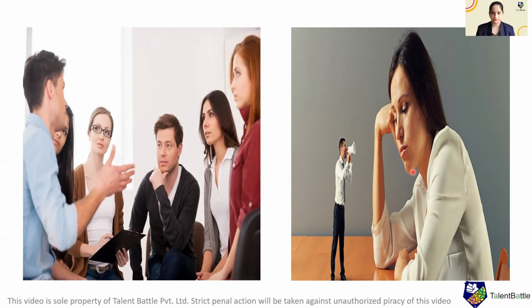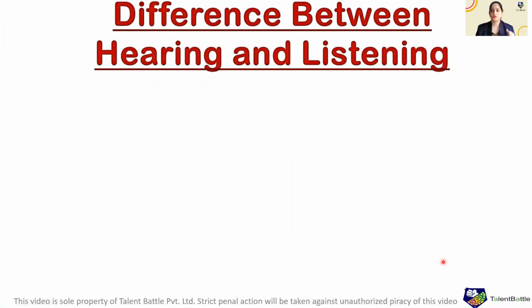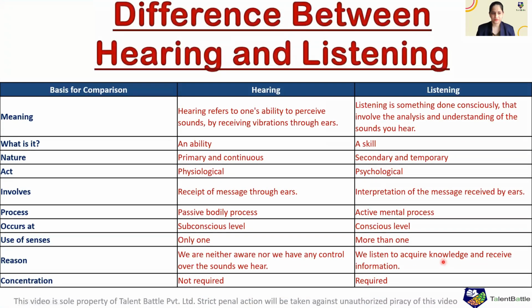Let's understand further. Let's understand the difference between hearing and listening. So I've given a comparison between what is hearing and what is listening. The meaning of it is very, very simple. Hearing is the ability to perceive sound, that means to hear something through your ears. When you're asleep at night, at that time also you're hearing, right? You can hear birds chirping, you can hear people talking, or you can hear tires screeching. So these are all sounds that you hear, but not listen.